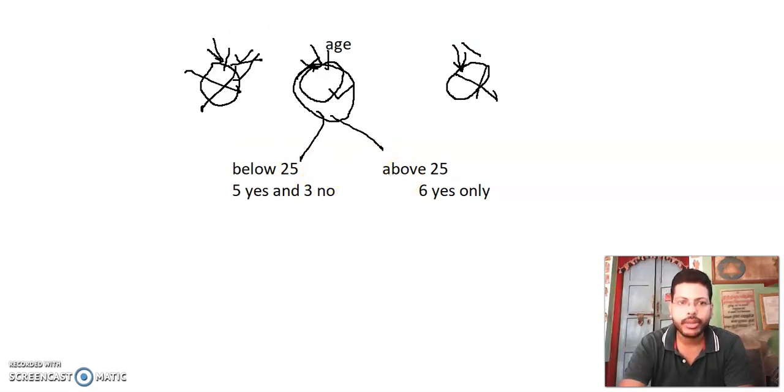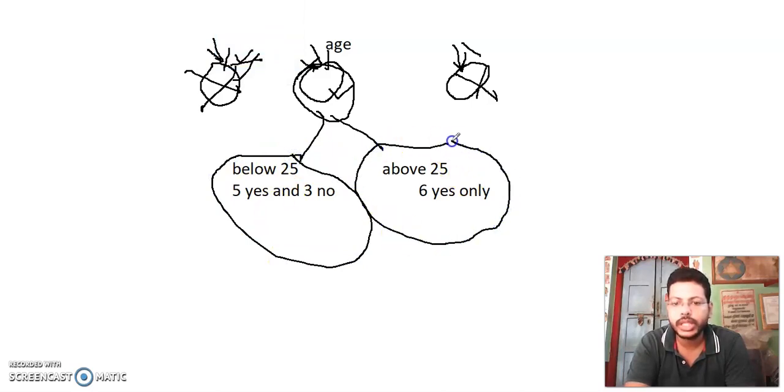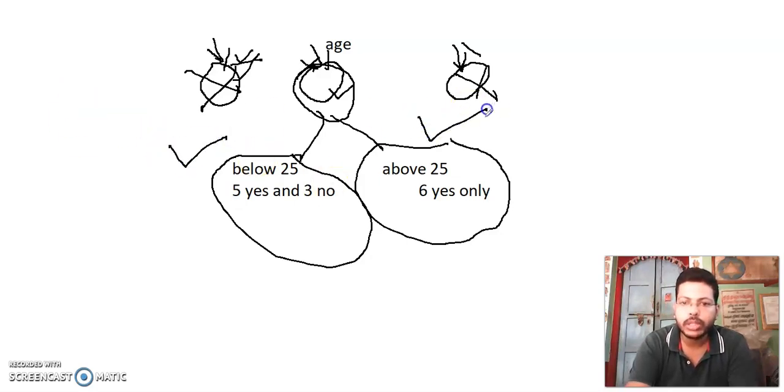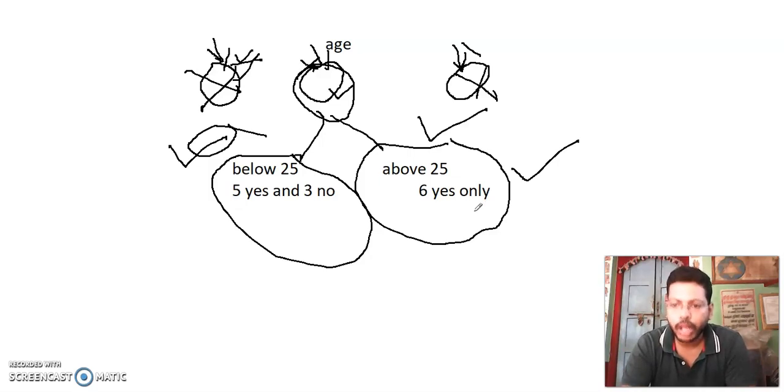If we consider the below 25 records, there are 5 yes and 3 no present. And in above 25 you can see there are 6 yes only. When we consider the purity, 6 yes only means the subset of the data set is more pure, compared to 5 yes and 3 no, which means it is impure. So here entropy is quite higher compared to the other subset. This side entropy is higher. As it is higher entropy, it should be split further, and there is no need of splitting for the right hand side. So in this way, entropy is required for choosing the correct feature.